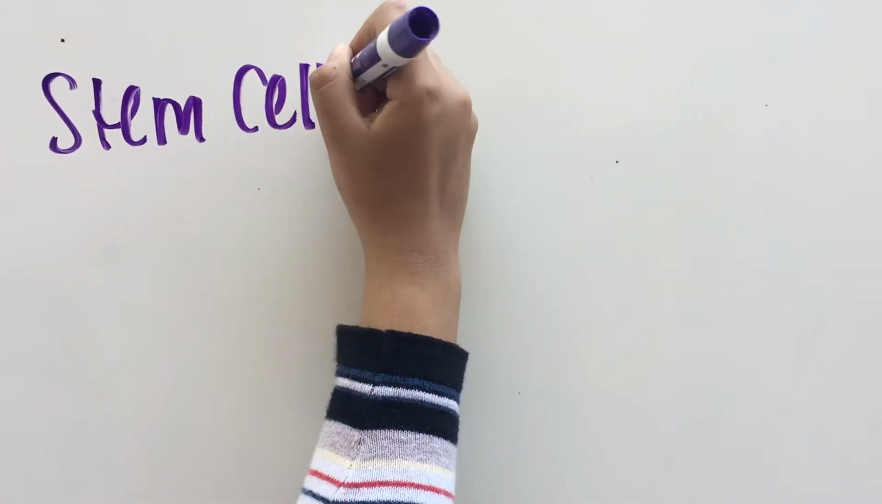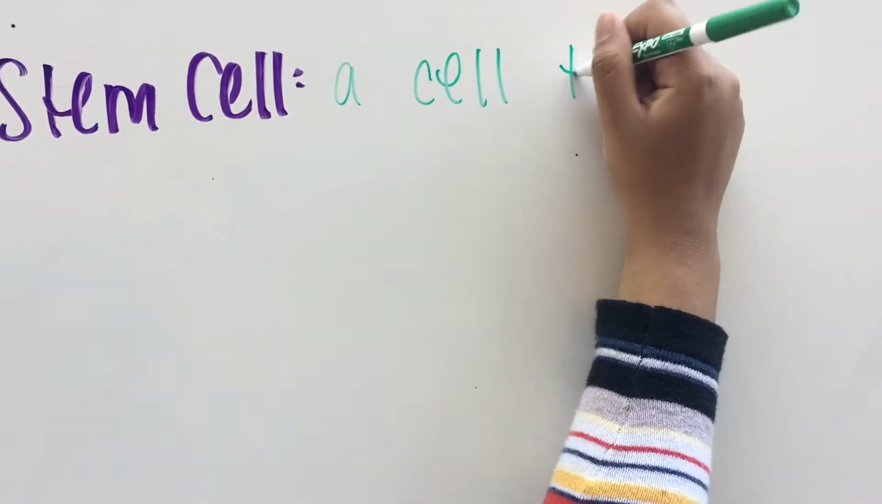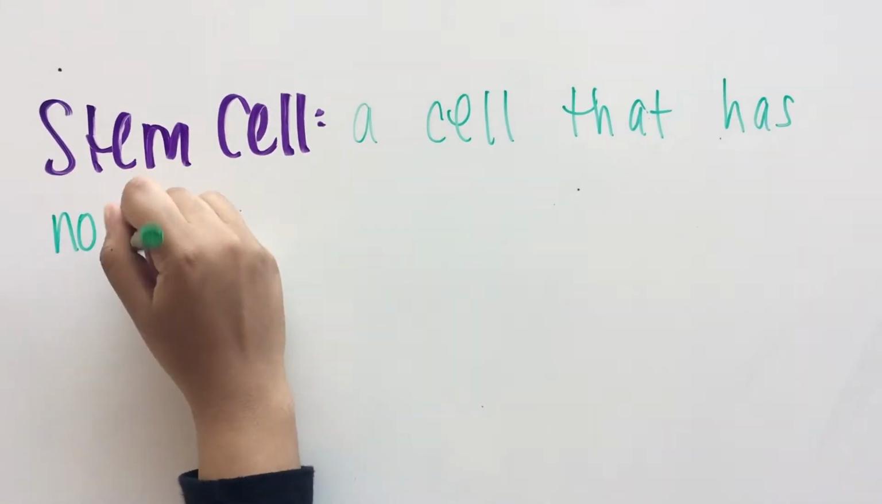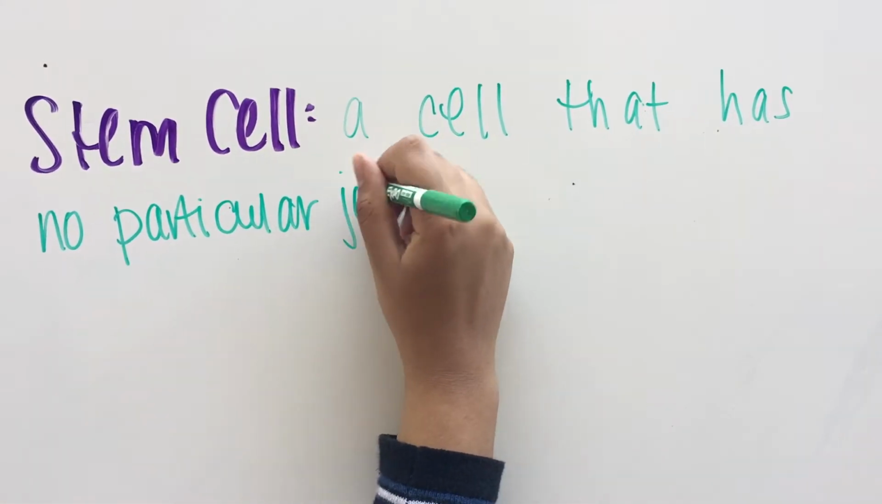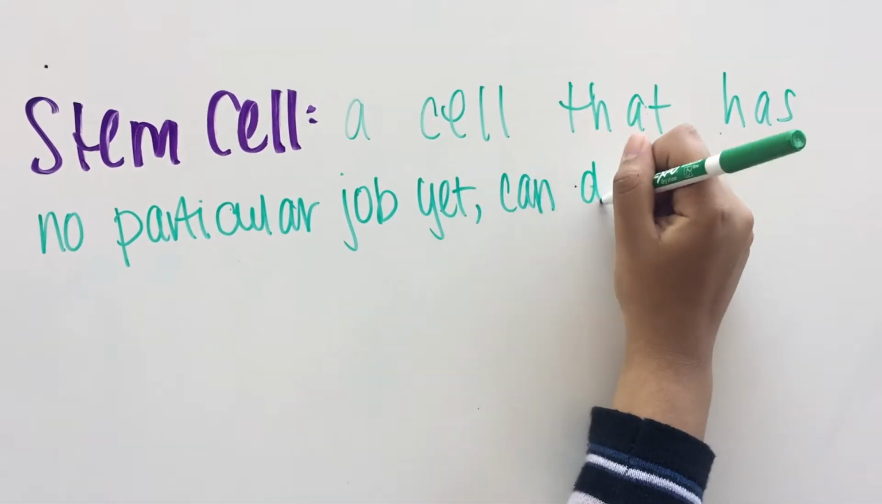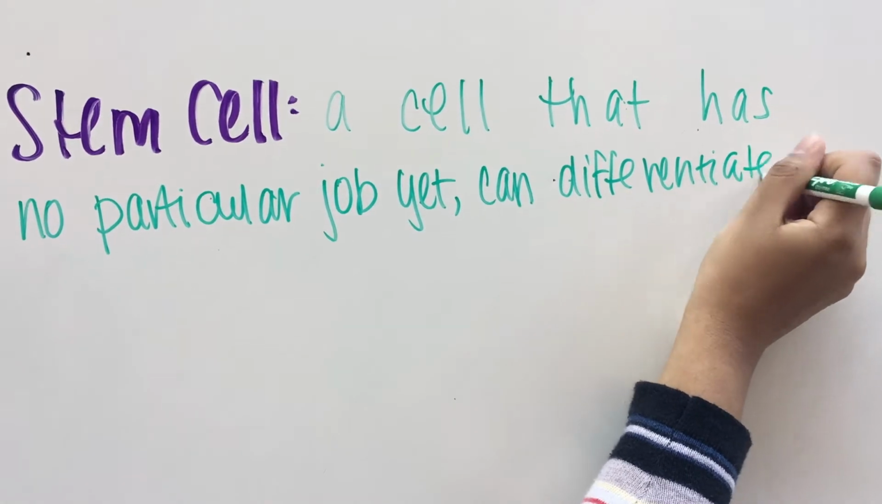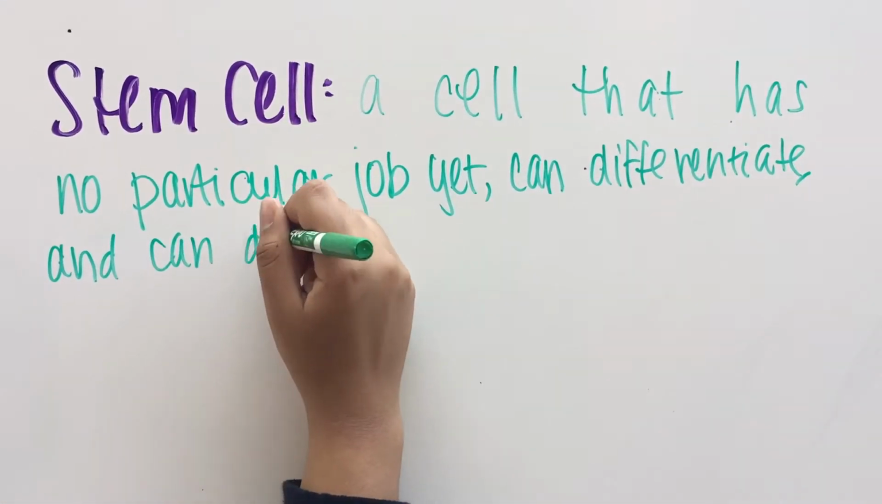Have you ever wondered why you get wrinkles? The answer lies in the study of stem cell biology, but what exactly are stem cells? Let's start off with the definition. A stem cell is a cell that has no particular job yet, can differentiate, meaning that it can turn into a specific type of cell, and can divide via mitosis.